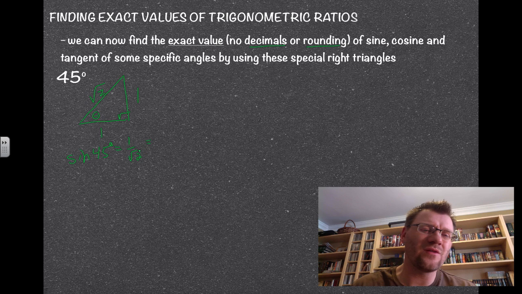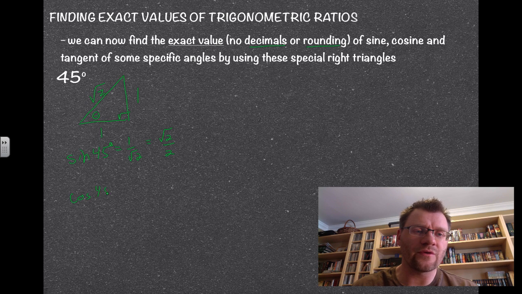Now remember that we seldom write this with roots in the bottom, so we'd multiply the top and bottom by root 2, and that gives us root 2 over 2. And that's an exact value for sine 45. If you wanted, you could put root 2 divided by 2 in your calculator, and you could also see that that's the same thing as if you put sine 45 in your calculator.